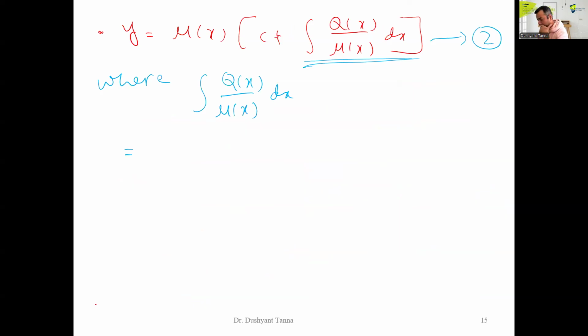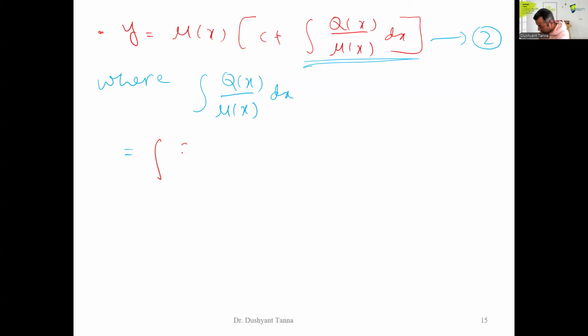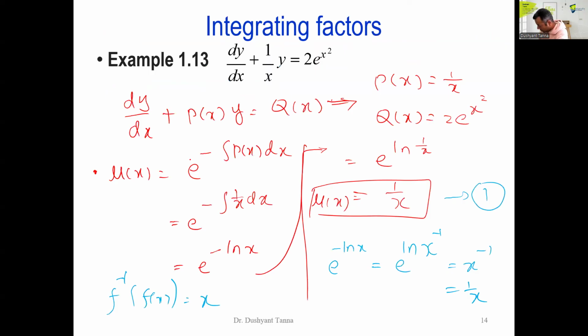Okay. So Q. What is our Q? I believe 2e raised to x square, over mu, which is 1 on x.